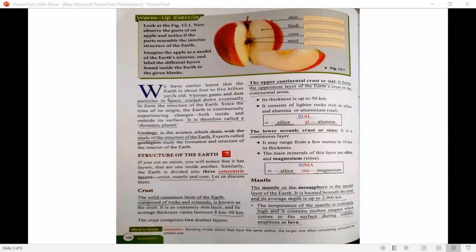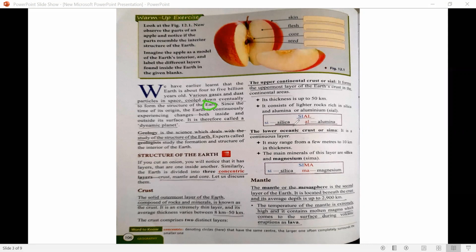When our Earth was only 4-5 billion years old, various gases, dust, and particles in space cooled down eventually to form the structure of the Earth. Now, how did Earth form? The Earth formed when some of the particles in space cooled and sedimented due to the lesser heat of the sun and many kinds of pressure, and eventually came together to make the planet on which we actually live. So this is our mother Earth.